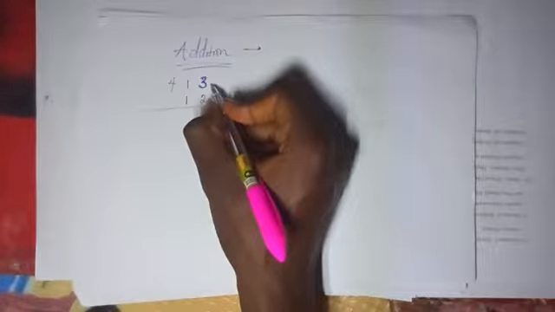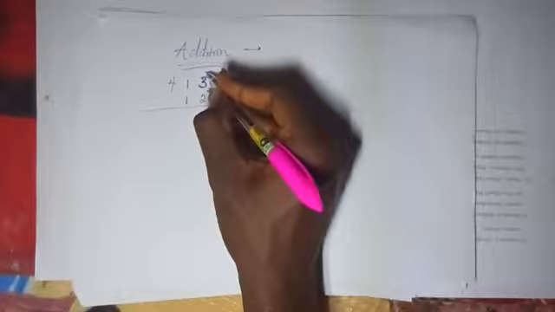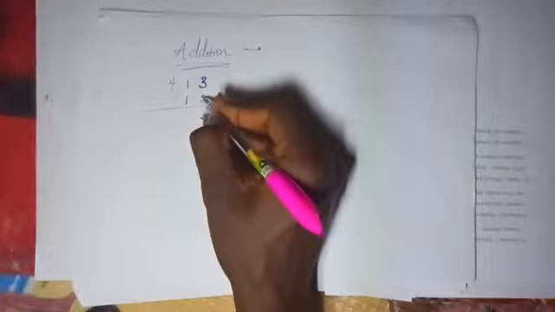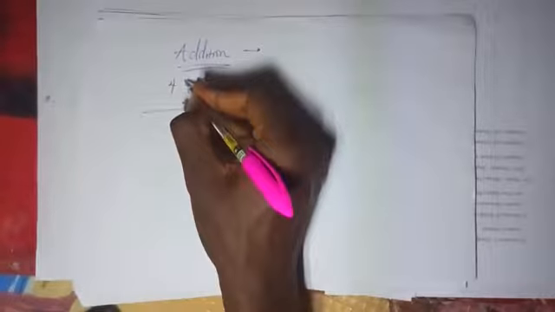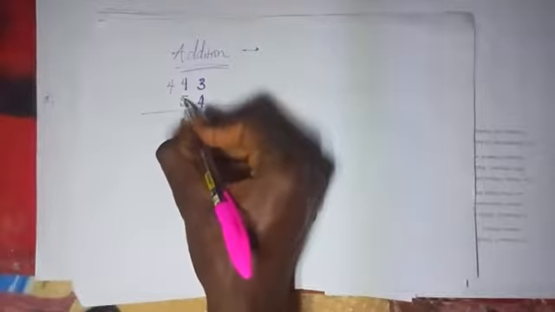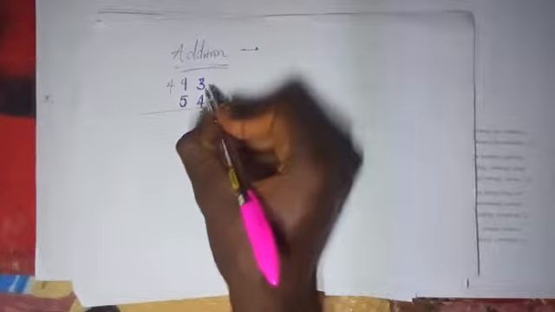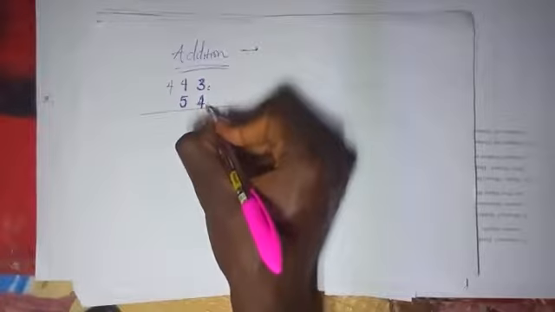Okay, how will I put it? Let me put 4 here and then 5 here. So let's say it's in base 6. This is in base 6. This one is in base 6.